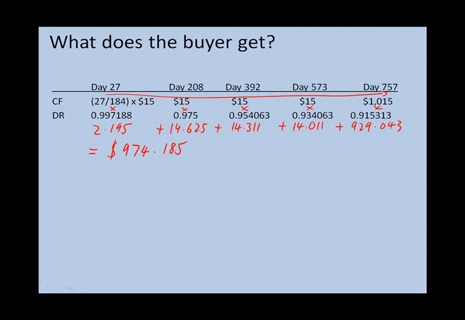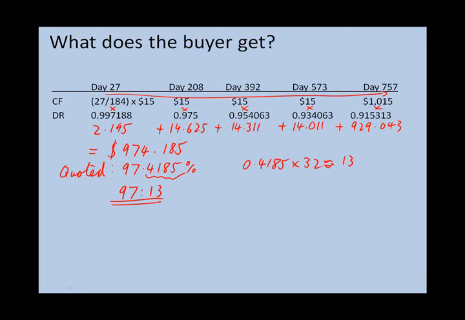If we want to find the quoted price, we know we've got to express it in percentage terms, so that would become 97.4185%. And we've got to convert the decimal into 32nds, so we're going to do 0.4185 times 32, which is approximately equal to 13. So the quoted price is going to be 97.13. That's pretty close to the price that was quoted in the Wall Street Journal of 97.11.